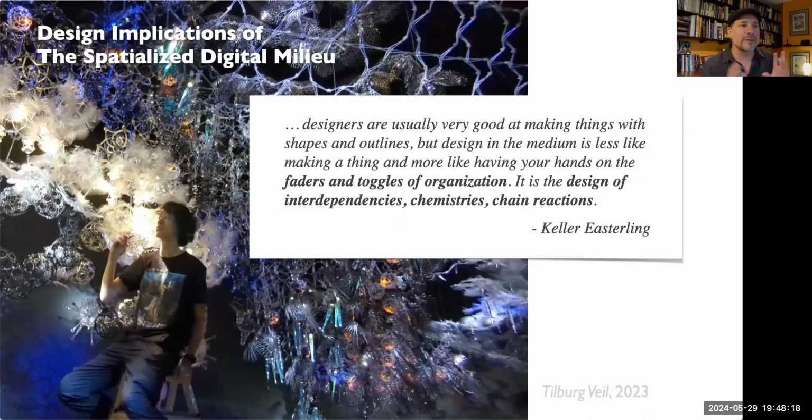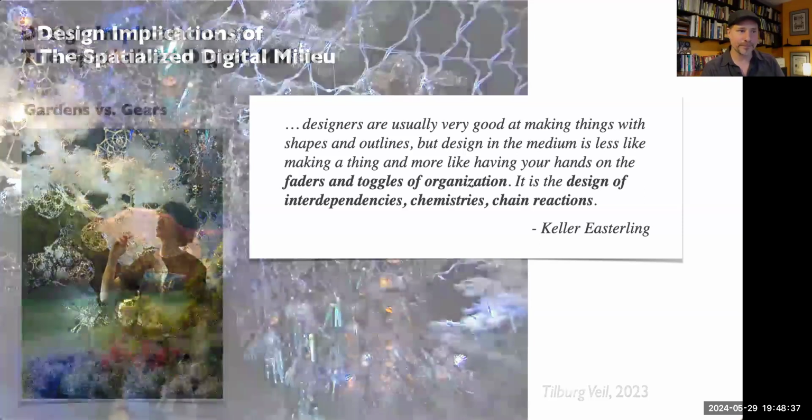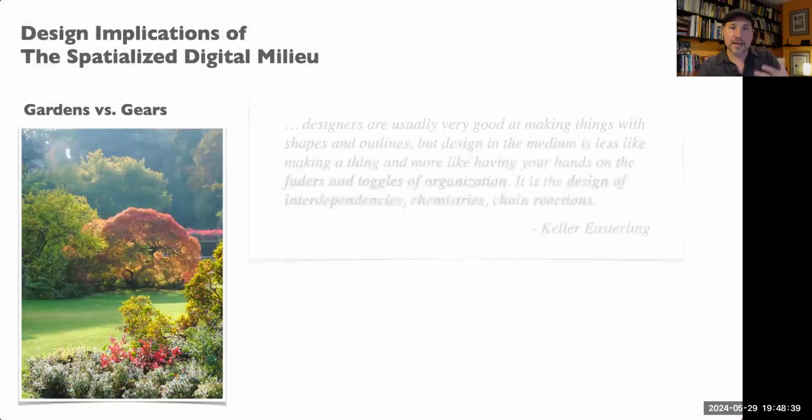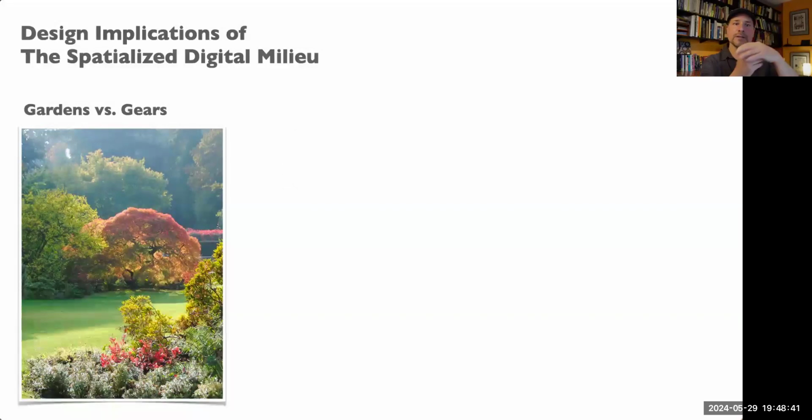But she says designers are usually very good at making things with shapes and outlines, but design in the medium is less like making a thing, more like having your hands on the faders and toggles of organization. It's the systems, it's the interconnections, it's the relationships. She says it is the design of interdependencies, of chemistries, of chain reactions. And in this thinking, you can see the echoes of the sorts of things that Brody was talking about. This thinking has been woven through the way I'm thinking about this poetic application of technology and how we can change the technological vector that we're on.